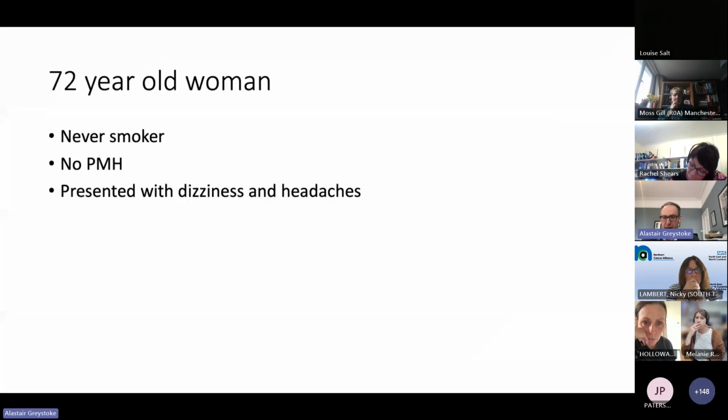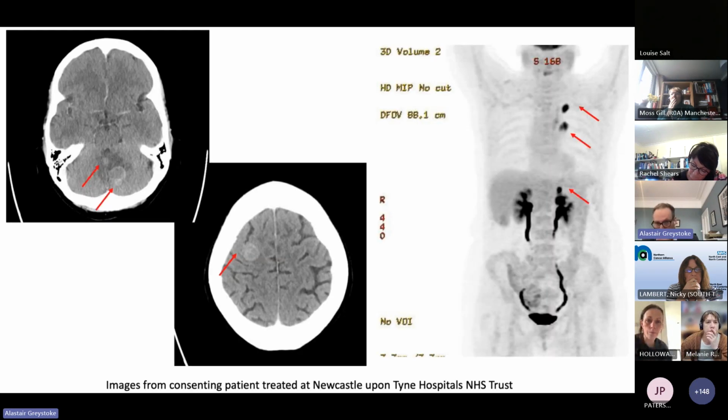So that all sounds very worthy. I'm going to show you a case for how I've used this in my own practice and show you how this can be very useful. So this is a 72-year-old woman who's a never smoker, completely fit and well, and presented with dizziness and headaches. And I've highlighted there her head scan, where you can see on the red arrows that she had multiple brain metastases with extensive swelling. And then she had a PET scan along with a CT scan to look for the primary site, and it was a lung cancer.